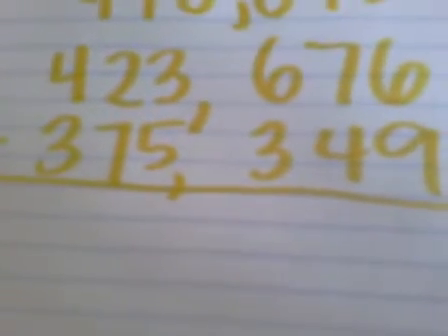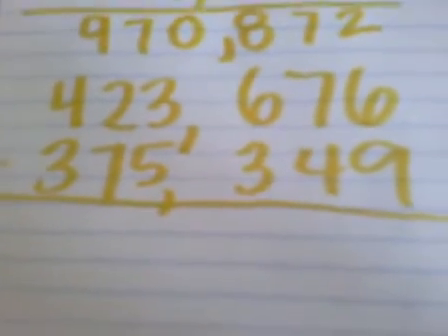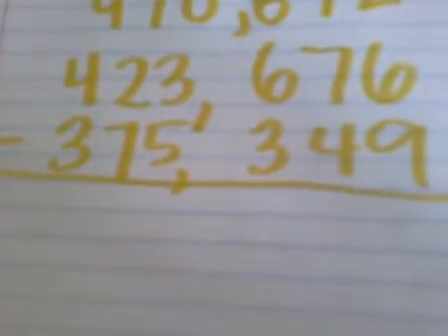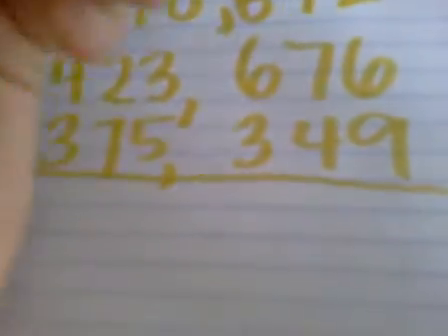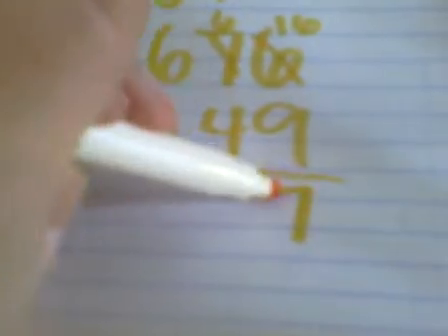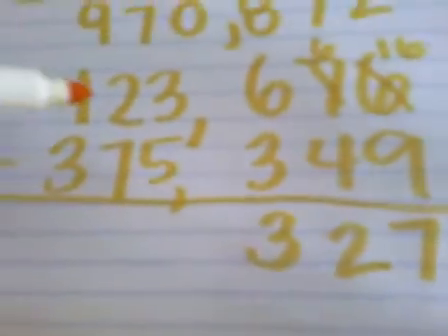Next subtraction problem is 423,676 minus 375,349. So I'm going to start in my ones place. 6 minus 9, can't do that without getting a negative number. So the 7 becomes a 6. The 6 becomes a 16. 16 minus 9 is 7. 6 minus 4 is 2. 6 minus 3 is 3.